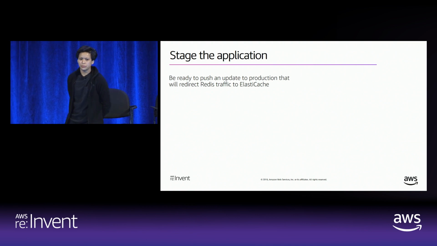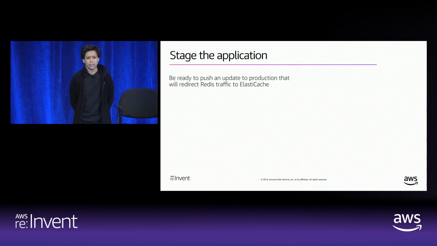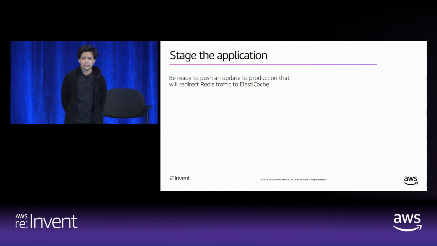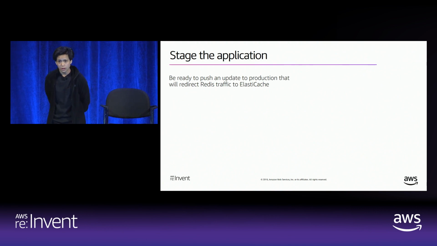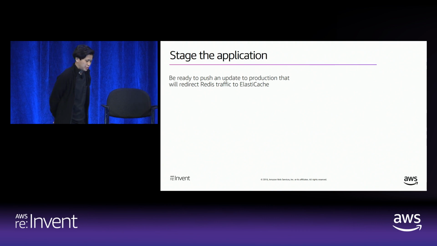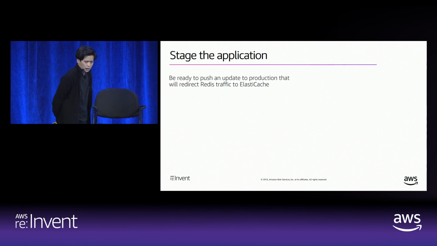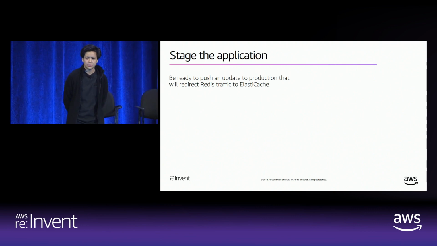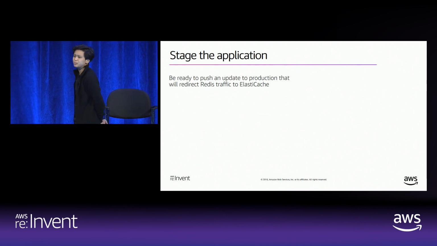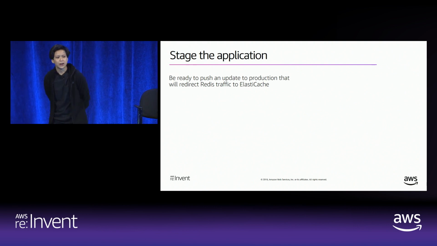Here we have to be ready to push an update to production that will redirect Redis traffic to ElastiCache. In this case, it's either a configuration change via chef or a chef role, because that's how we manage EC2 instances, or a change in the Docker image and pushing that out for our containerized applications. We make sure the PR, or the pull request, is ready to be merged to redirect the traffic.